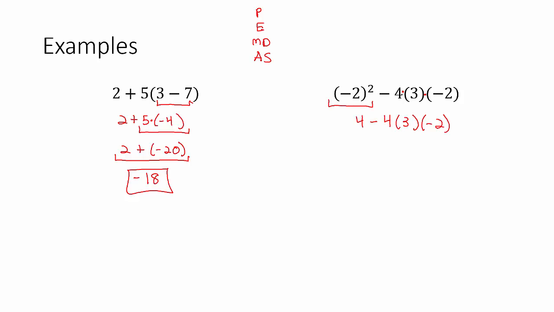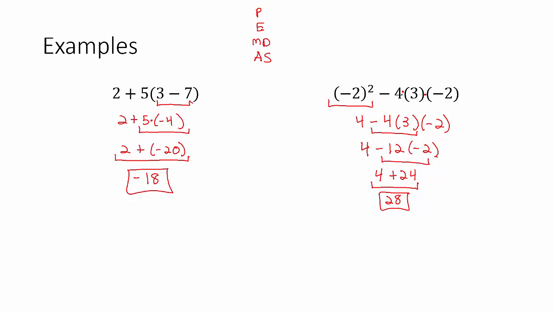Now that the exponents are done, we will multiply and divide from left to right. So from left to right, we've got 4. And negative 4 times 3 is negative 12 times a negative 2. And negative 12 times negative 2, continuing that multiplication from left to right, is a positive 24. Still have that 4 in front. And finally, the addition at the end, 4 plus 24 gives us 28 for our solution.